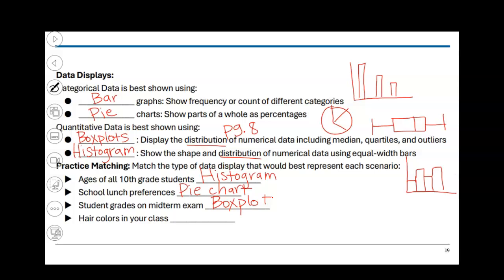Okay. And hair colors in your class. Categorical. Which one would you choose? Bar graph. Bar graph. I went 4 for 4. Good job. Okay.